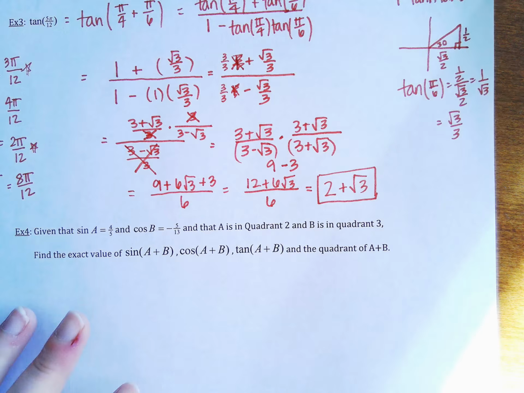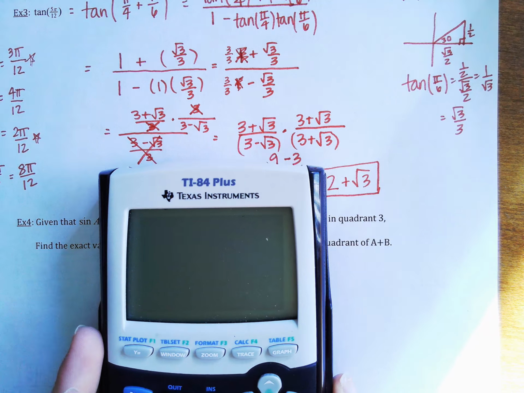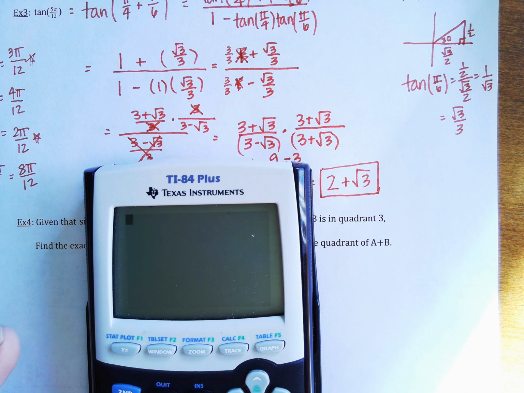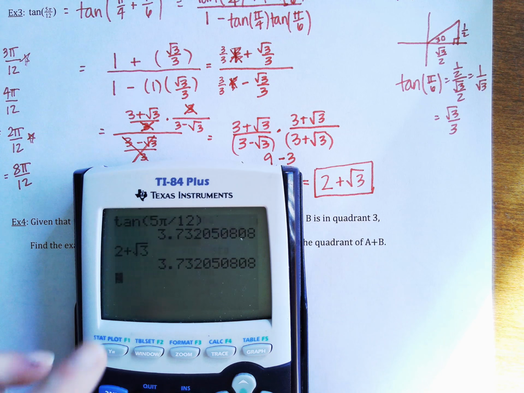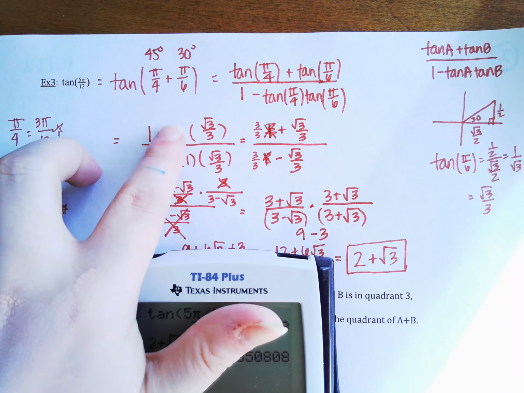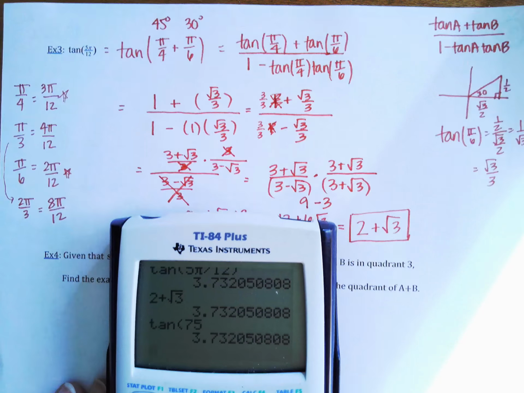Kind of amazing that that whole thing simplifies down into something pretty simple. And I'm going to double check again with my calculator. So I know I'm looking for tangent, let's make sure I'm in radian mode. Okay, tangent of 5 pi over 12 and 2 plus root 3. There we go. Now again, I told you that since we talked about it in degree mode and we found that this was 45 and 30, you could find the tangent of 75 degrees, and we should also have the same answer.